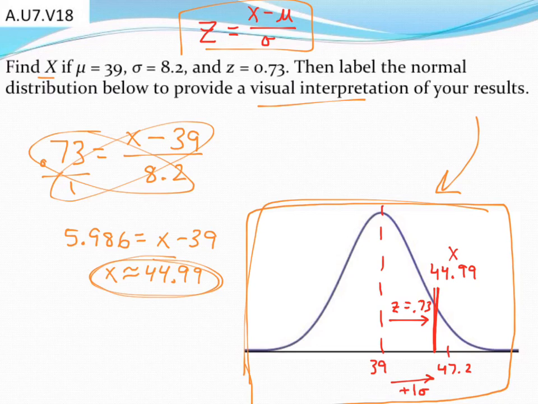One thing I do want to point out is that this time your z-score was positive. Notice we're located to the right of the mean. Our z-score tells us we're above average in this case because our z-score was positive.